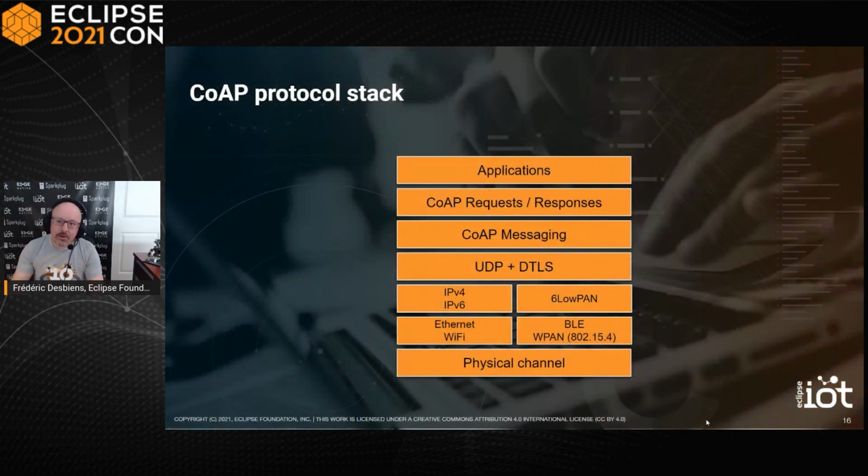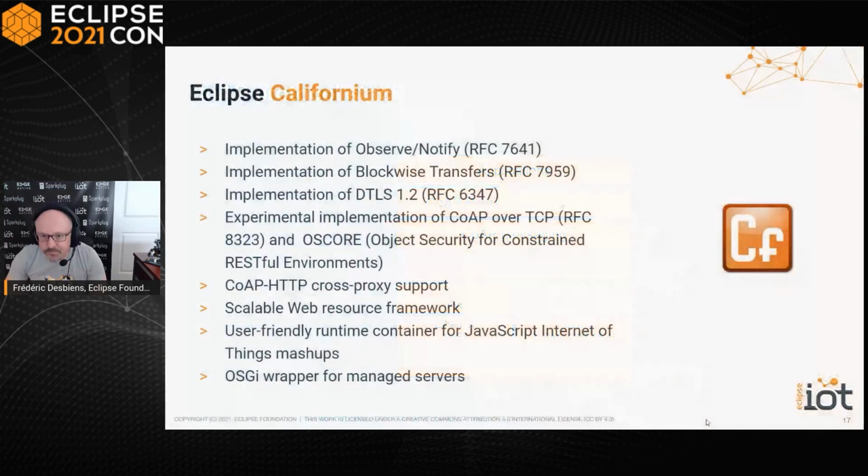So this is the protocol stack for CoAP. And as you can see, one interesting thing about it is that it can even run over Bluetooth. So you see Bluetooth low energy WPAN just above the physical channel, okay? And over that 6LoWPAN, so that's an implementation of IPv6 primitives on top of Bluetooth. So you can use that in order to connect to your device out of the box when you are using CoAP. And so that's certainly a very attractive proposition.